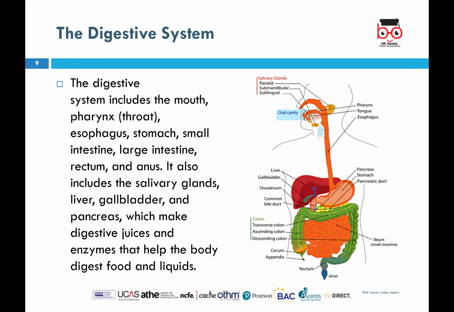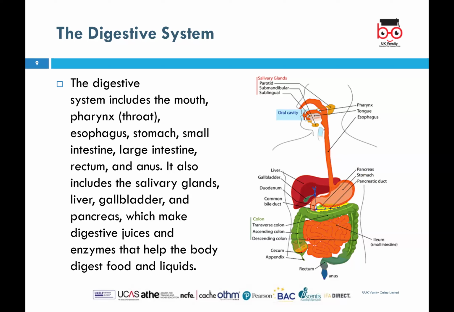And then it goes to the stomach. Okay, from the esophagus, you have the stomach, where there are other digestive juices as well. Within the stomach also, you have churning, a lot of mechanical digestion and breakdown of food. After that, it goes to the small intestine, which is known as the ileum.